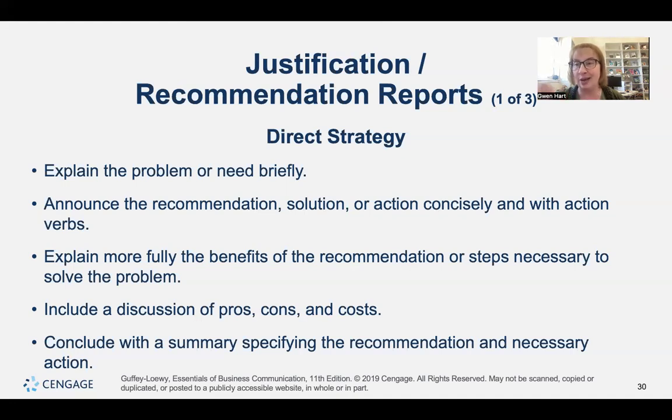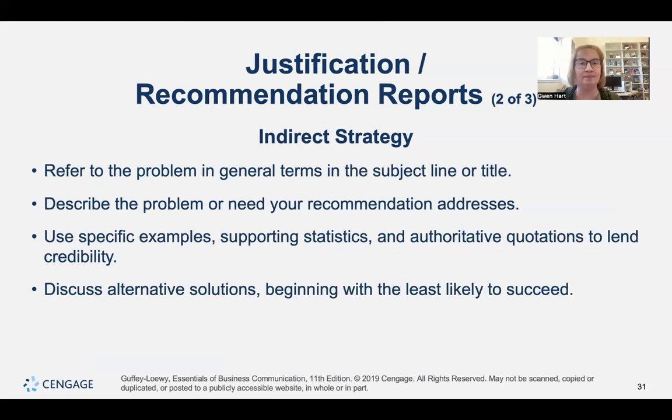So what are the steps that we would need to do? Do we need to assess something first before we purchase something, etc.? Explain more fully the benefits of the recommendation or steps necessary to solve the problem, and include a discussion of pros, cons, and costs. If you're comparing several different possible solutions, that can really help show someone that the solution you come to is the best of the ones that are available. And then conclude the summary with the specific recommendation and necessary action. What's the next step we need to take?